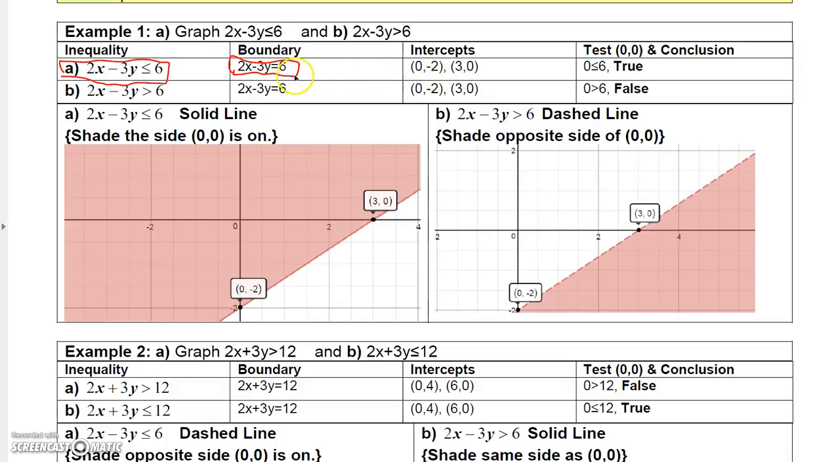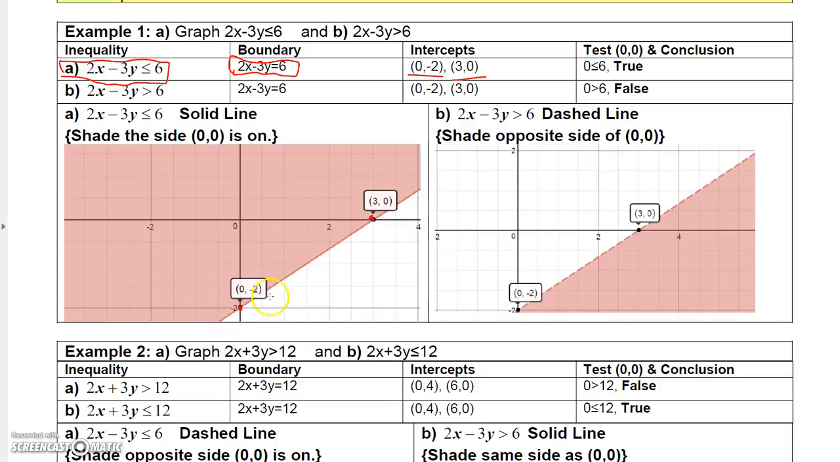So this is just a line, remember. If I let x be 0 and solve for y, I get that the y-intercept is 0, negative 2. And if I let y equal 0 and solve for x, I get that the x-intercept is 3, 0. So I just get some graph paper, plot the point 0, negative 2, and plot the point 3, 0, and I get a ruler and draw a line through them.